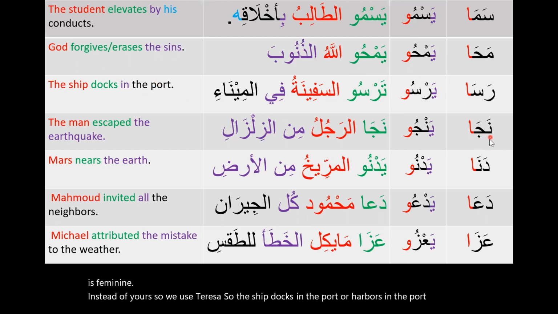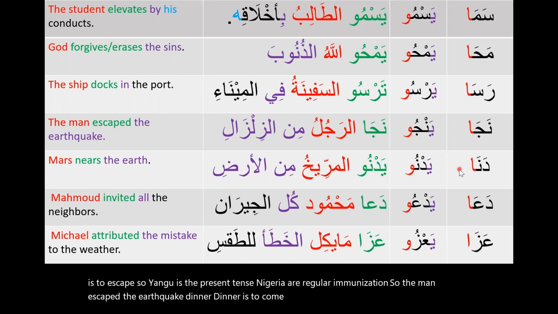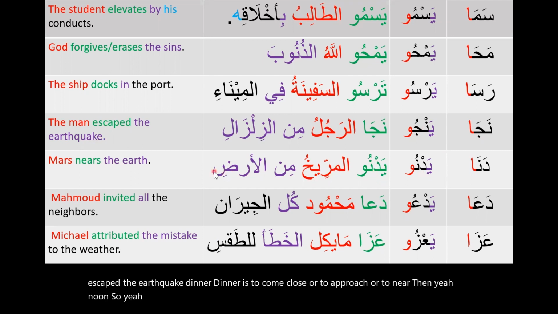Naja, naja is to escape. So yanju is the present tense. Naja ar-rajulu min az-zilzal. So the man escaped the earthquake. Dana, dana is to come close or to approach or to near. Dana yadnu, so yadnu al-marikhu min al-ard. So Mars nears the earth or comes close to the earth.